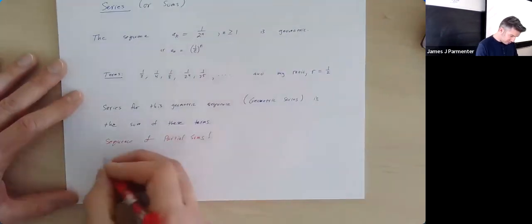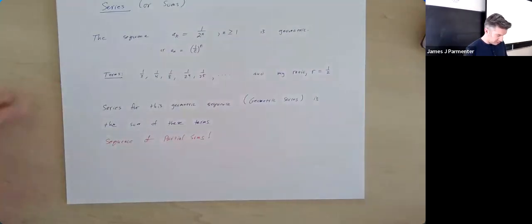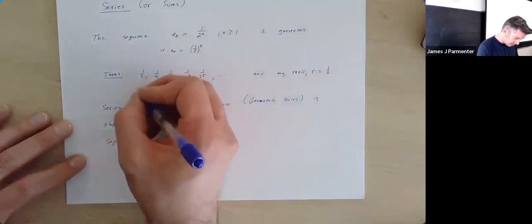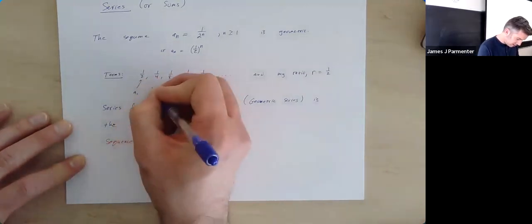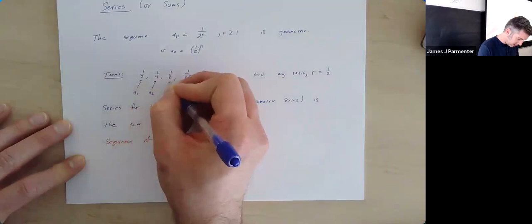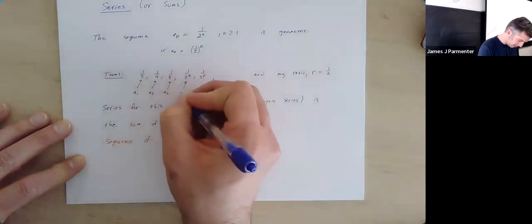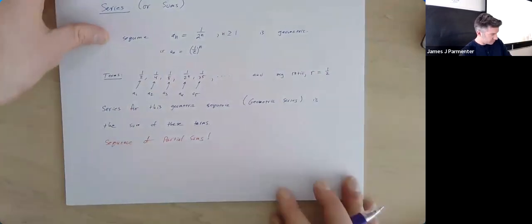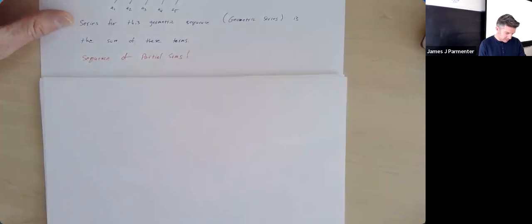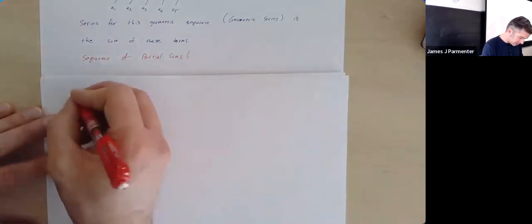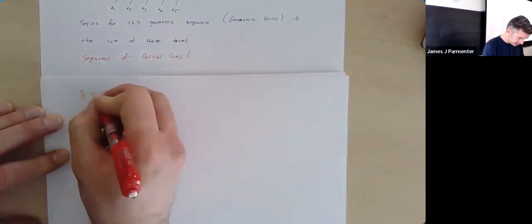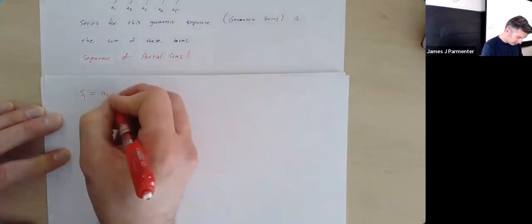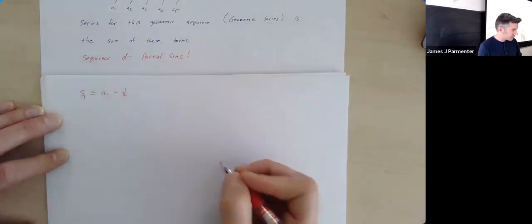Let's be very specific with our notation here. These terms: that term is a1, that term is a2, a3, et cetera. To create the sequence of partial sums, we're just going to start at the beginning. Our first partial sum is kind of boring. It's literally just the first term, which is going to be 1/2.